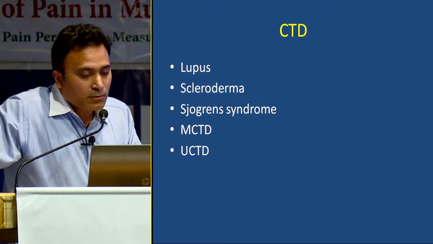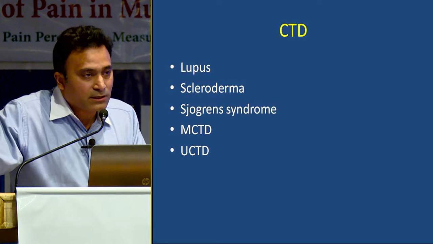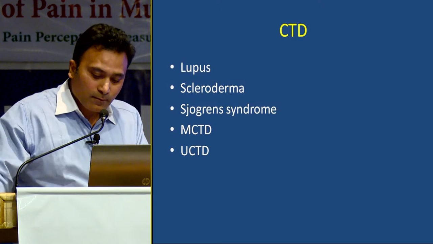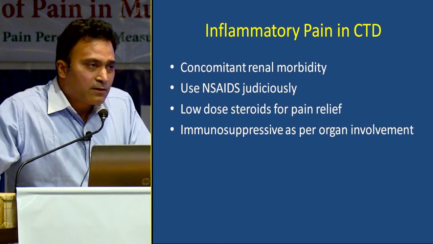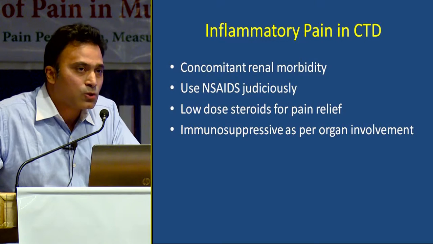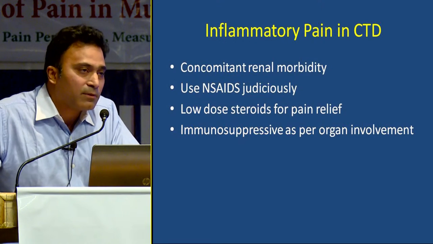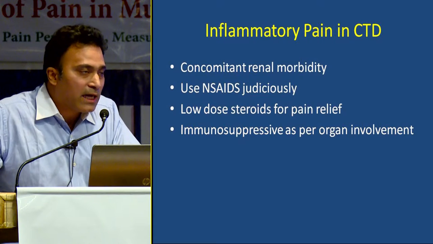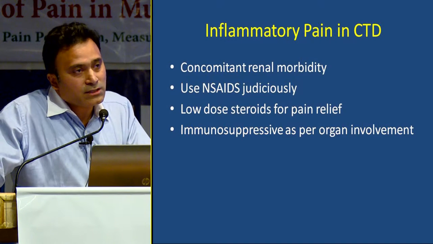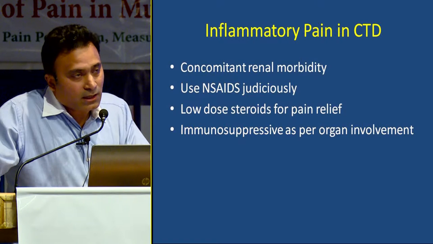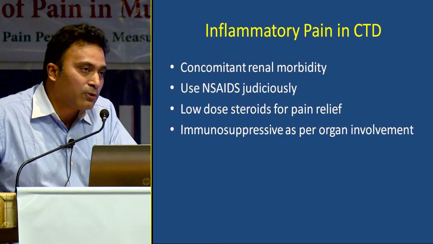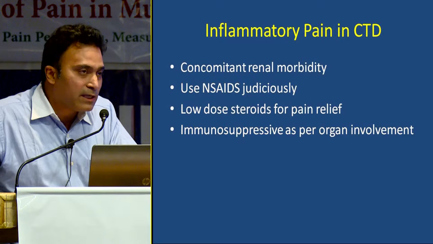Lupus, scleroderma, Sjogren's, mixed connective tissue disease and undifferentiated connective tissue disease can all cause inflammatory joint symptoms. Whenever we are choosing therapy to treat arthritis in patients with connective tissue disease, we always need to look at concomitant organs which are getting affected, because most connective tissue diseases have ongoing systemic inflammation. It's not just joints and bones. Along with joints, they also have problems with other organs: the kidneys, heart, brain. These things need to be kept in mind when planning therapy for inflammatory joint pains in patients with connective tissue disease.